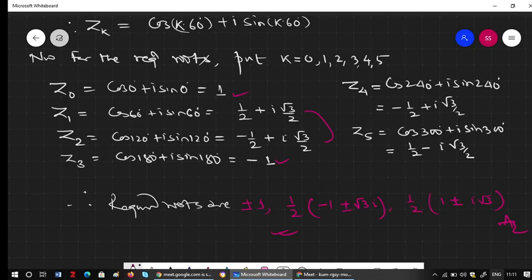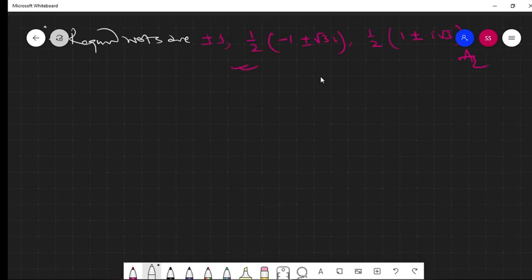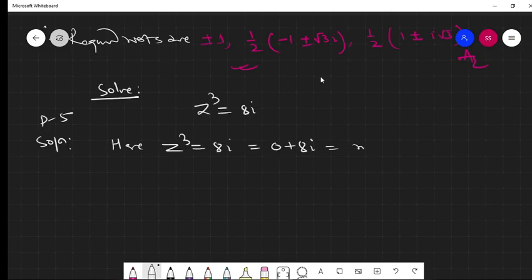Now finally we have to move to our last question. Very interesting question. The next question, that is also solve. The instruction is solve the problem number 5, z cubed equal to 8i. We have given this. Now the solution for this question: here we have given z cubed equal to 8i, which can be expressed as 0 plus 8i, that is x plus iy, we have to suppose.